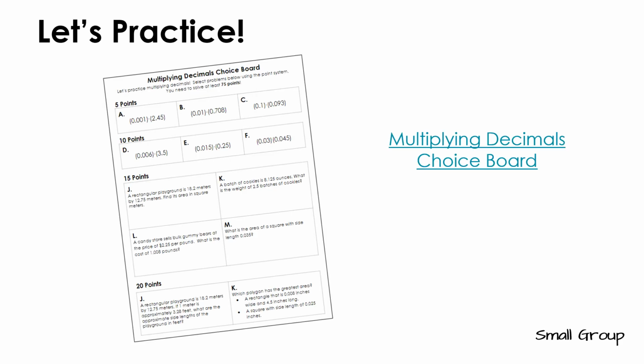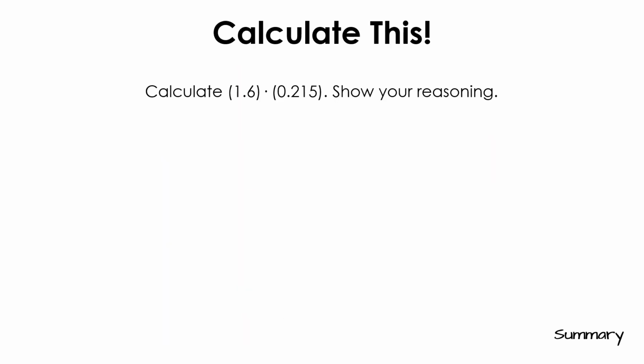And the practice for third academic, first, second, and fourth has a practice that the substitute will give you. This practice is for third academic. This is called Multiplying Decimals Choice Board. And so you choose between each board which one you get. You have to get at least 75 points. So this is pair work. You'll be working with pairs. And for the summary, calculate 1.6 times 0.215 and show your reasoning.